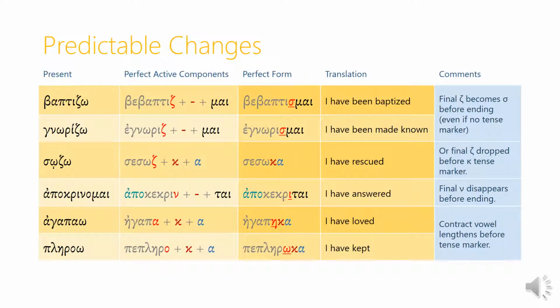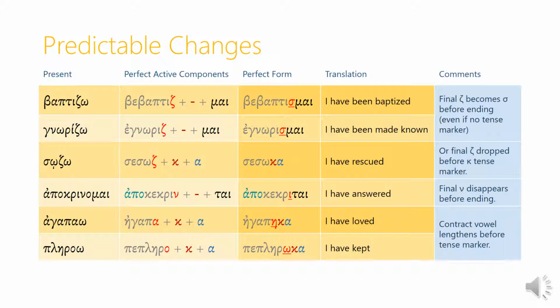There are lots of predictable changes here that follow the same sorts of patterns that we see with other tenses. But let's just go over a few of them to refresh our memory. With baptizo, if we add on the perfect middle or perfect passive endings, we end up with bebaptid and no tense marker, and the mai ending jammed right onto the bebaptid stem. That's hard to say, and so the zeta is going to shift to become a sigma. We then end up with the perfect form bebaptismai, I have been baptized.